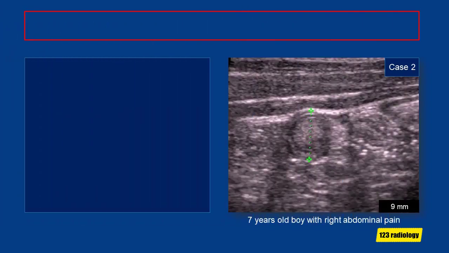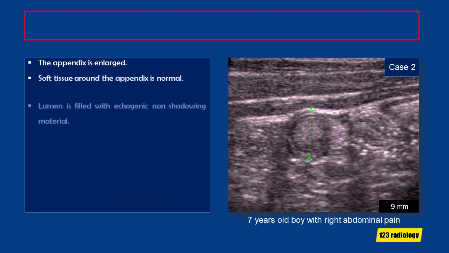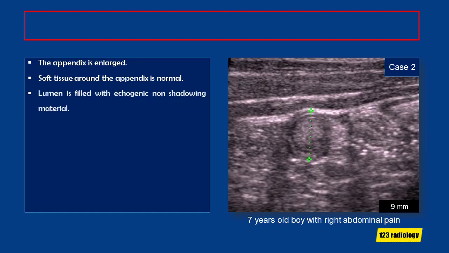Another case. A 7-year-old boy with right abdominal pain. The appendix here measures about 9 millimeters in diameter, but if you look at the wall it appears normal in thickness, with the periappendiceal soft tissues looking normal. The lumen of the appendix is filled with this echogenic non-shadowing material.